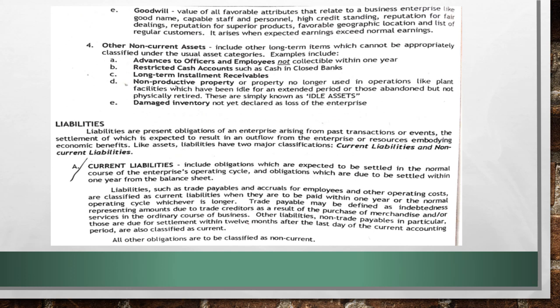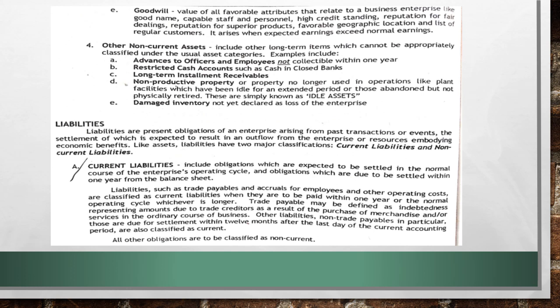Same with non-productive property or property no longer used in operation. So, nagiging idle na sila for some years. Considered na sila as other non-current asset. And then, the damaged inventory, not yet declared as loss of the enterprise. Nakastock lang sila. So, hindi sila held for sale within the normal operating cycle. Part sila ng other non-current assets.